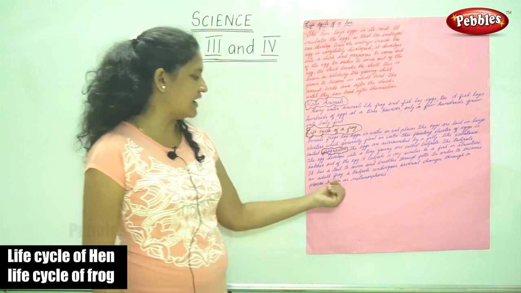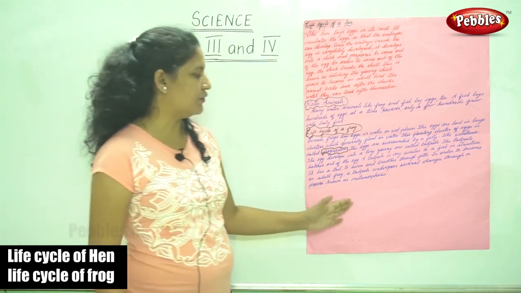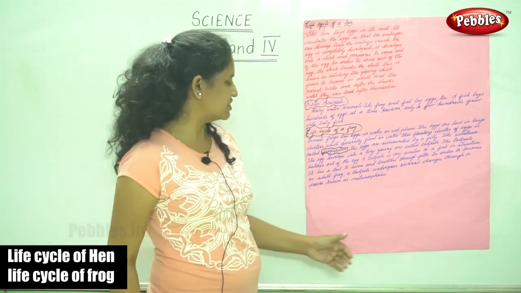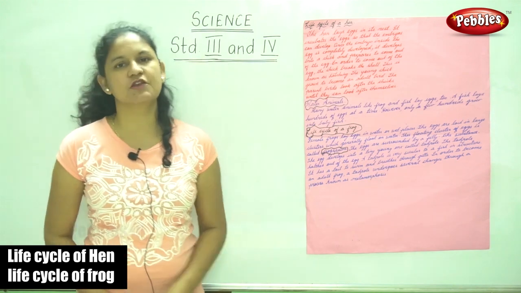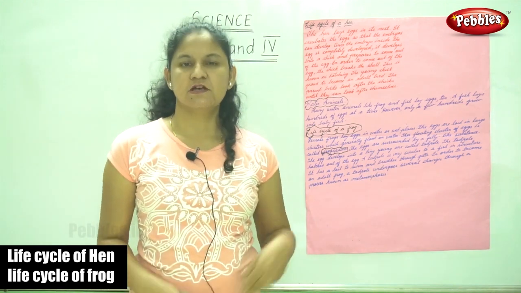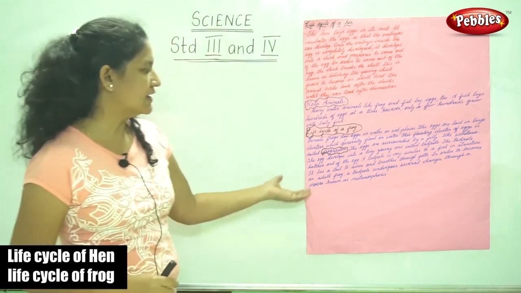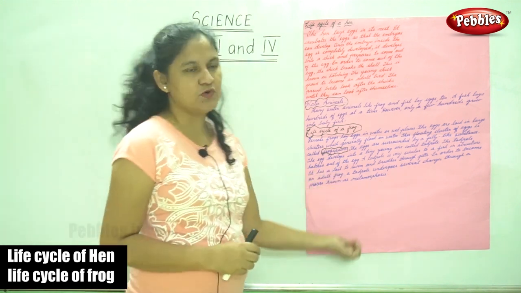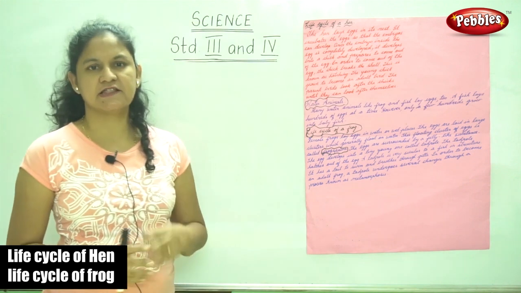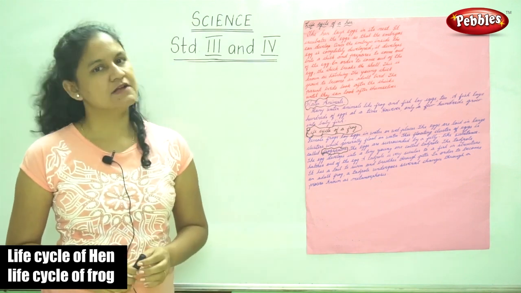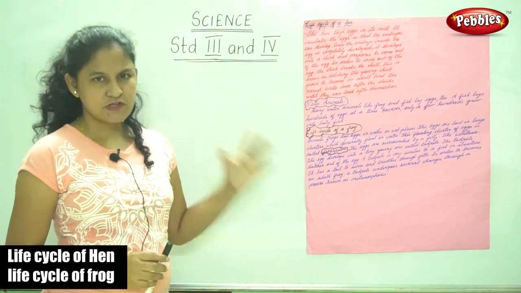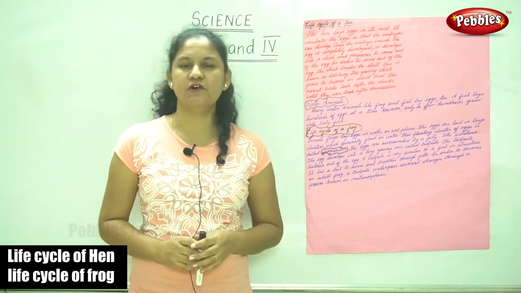In order to become an adult frog, a tadpole undergoes several changes through a process known as metamorphosis. So for a tadpole to develop into an adult frog, it undergoes several changes, and these changes are known as metamorphosis. So this is the life cycle of a frog.